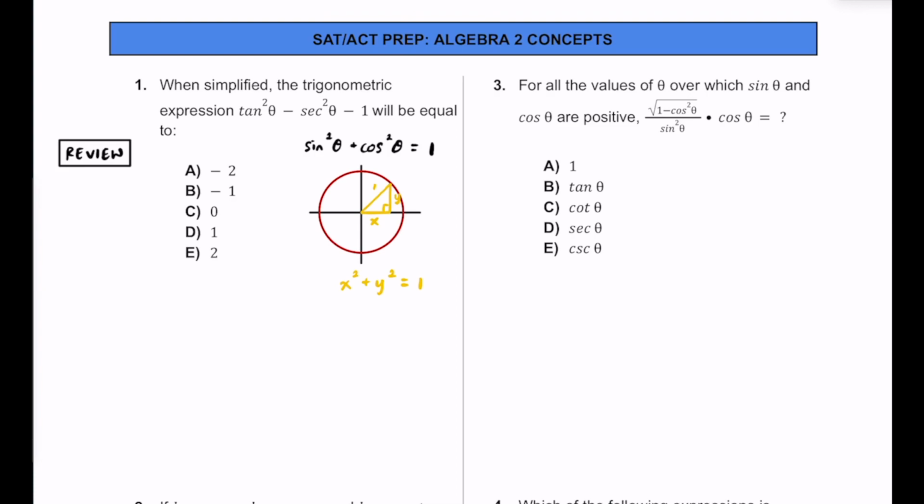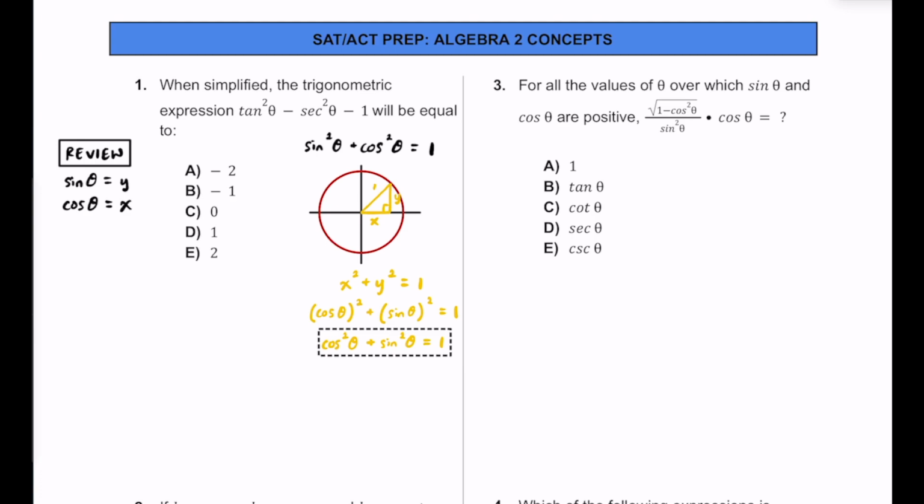Now, something to review is that when you take sine of theta on the unit circle, that's really just the y coordinate, and cosine of theta is just the x coordinate along the unit circle. So if you substitute x for cosine of theta and y for sine of theta, we can write that cosine of theta squared plus sine of theta squared is equal to 1. Rewriting it the way you typically see it, cosine squared of theta plus sine squared of theta is equal to 1. And so that's how you derive this Pythagorean identity, and this is the only one you really need to know.